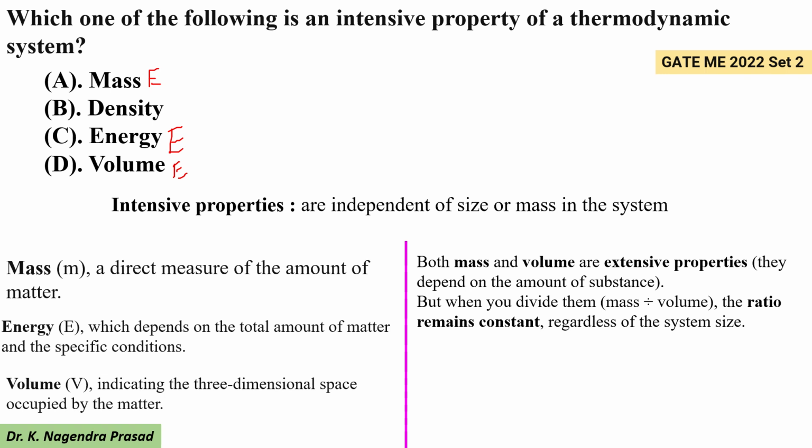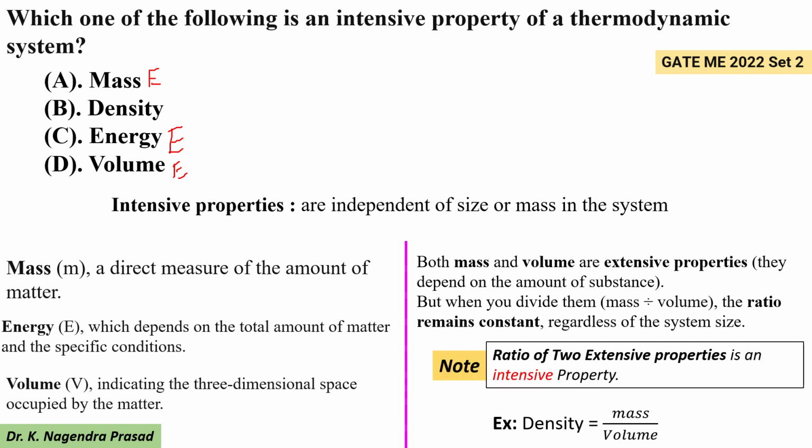Both mass and volume are extensive properties, but when you divide them, the ratio remains constant regardless of the size of the system. Which means the ratio of two extensive properties is an intensive property. We know that density is the ratio of mass to volume. Here mass as well as volume are both extensive properties, so the ratio of the two extensive properties is an intensive property. So density is the intensive property, and option B is the correct answer.